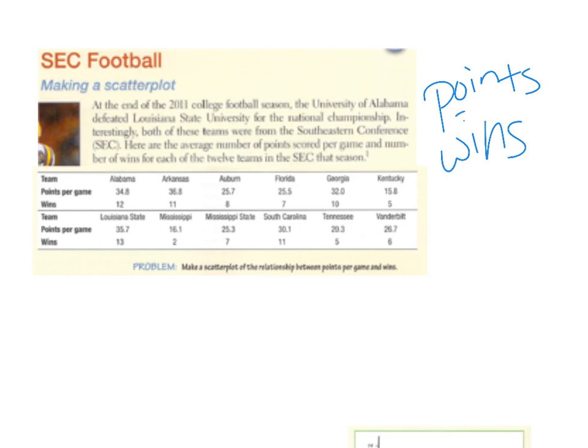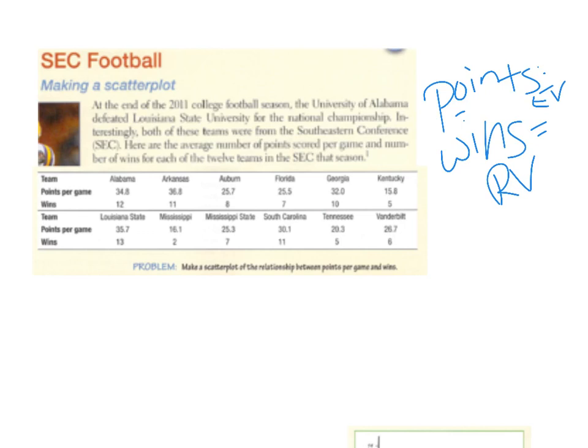So the first thing we need to do to be able to do a scatter plot of this is we need to decide which of these goes on which axis, which is our explanatory variable and which one is our response variable. So in this particular case, our points would be our explanatory variable, and our wins would be the response variable. We're trying to see if there's a relationship between the amount of points they scored and the amount of wins that they had.